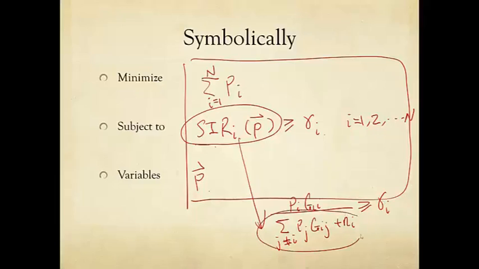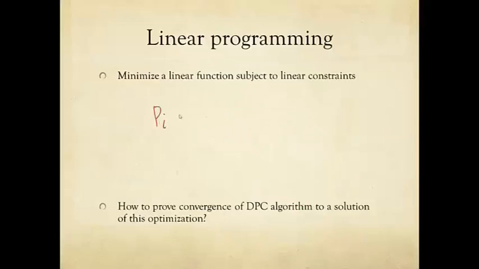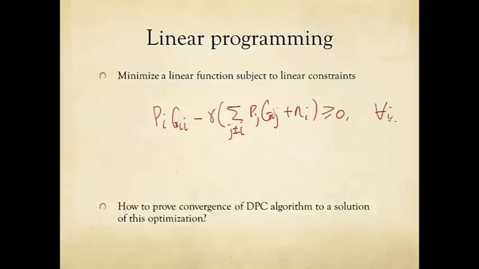What you can do is to put the denominator to the right-hand side, multiply by gamma, and then move the entire expression back to the left-hand side, subtracting it off. Then what you have is the following: Pi Gii minus gamma times the summation over j not equal to i of Pj Gij plus Ni, greater than or equal to 0 for all the i's. What kind of function is this in our variable? Remember, G and N and gamma are constants. The only variable is p.